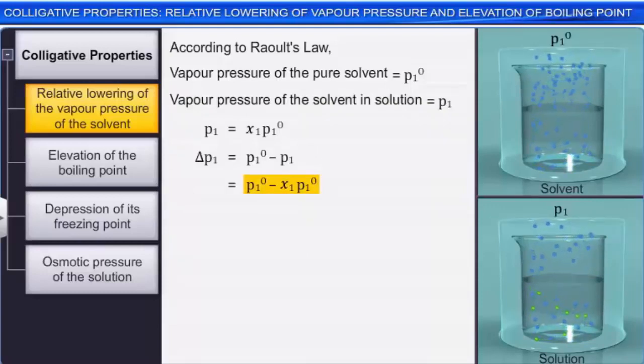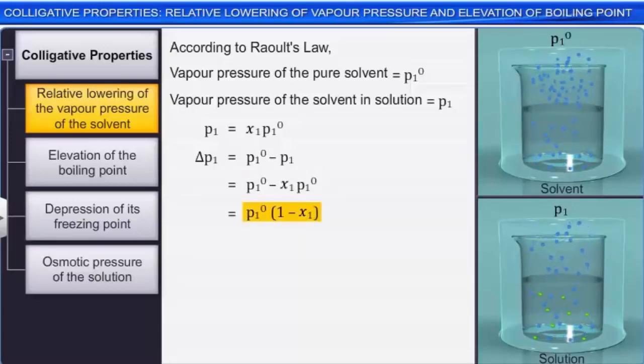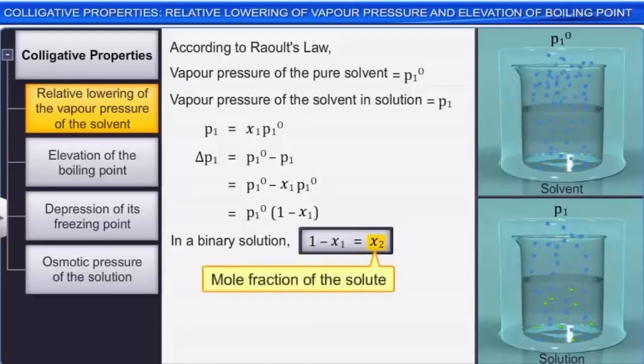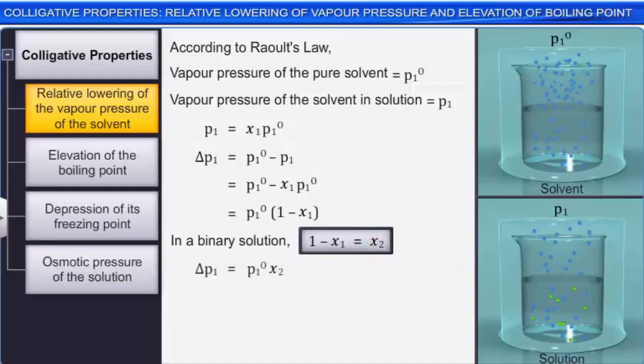Rearrange the terms, we get change in vapor pressure ΔP1 is equal to P1⁰ multiplied by (1 − X1). In a binary solution, 1 − X1 is equal to X2, that is, the mole fraction of the solute. Therefore, the lowering in vapor pressure ΔP1 is equal to P1⁰ multiplied by X2.